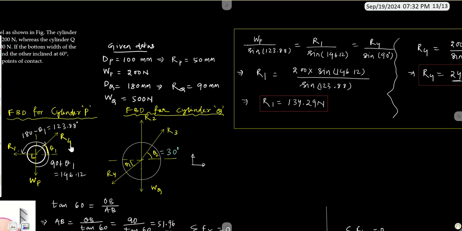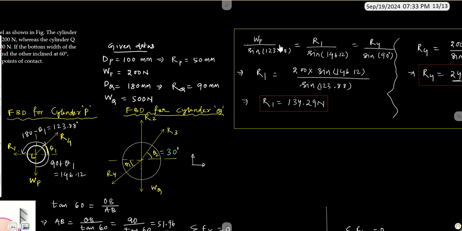So if we are applying Lami's theorem in this particular free body diagram, here I can write WP divided by sine of the angle between R1 and R4, which is given to us as 123.88. That will be equal to R1 divided by sine of this particular angle, that is 146.14. That will be equal to R4 divided by sine of this angle, which is nothing but 90 degree, right?